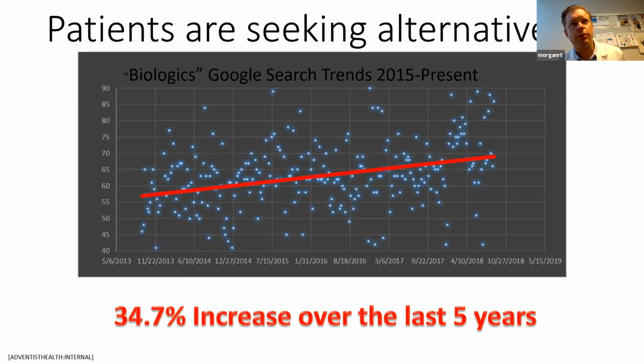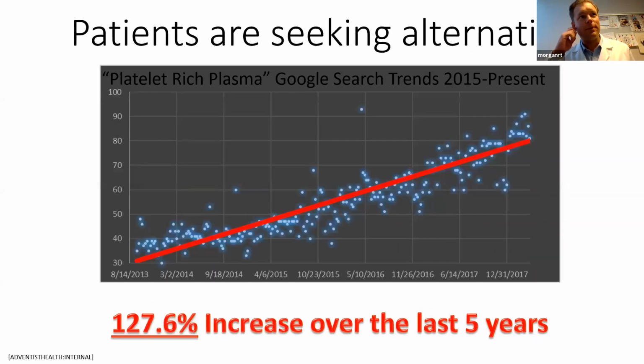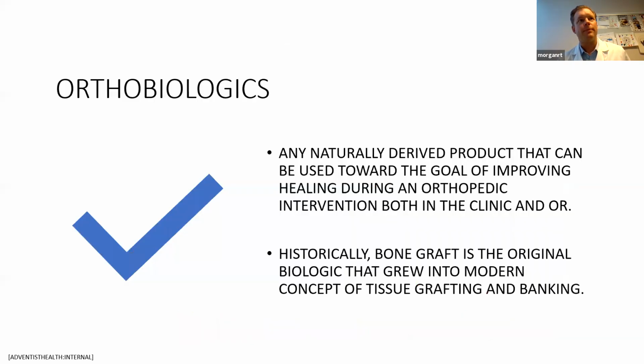So biologics, what is that treatment for knee arthritis? Or platelet-rich plasma. That's seen a 130% increase in searches over the last 5 years. And so what is platelet-rich plasma and how does that help in knee arthritis? Well, we're going to get into that now. Teach you guys a little bit about orthobiologics. So these are any naturally derived product that can be used towards the goal of improving healing during an orthopedic intervention, both in the clinic or the operating room.